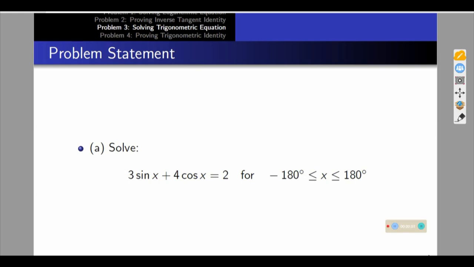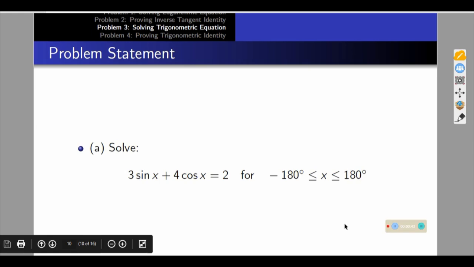Today we want to look at an expression involving trigonometric ratios. The expression says 3 sine of x plus 4 cos of x is equal to 2, and we need to solve this for values of x that lie between negative 180 degrees and 180 degrees, both inclusive. So let us see how best we can solve such an equation.